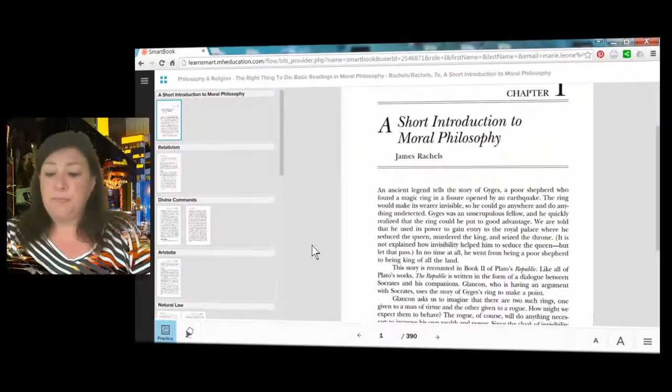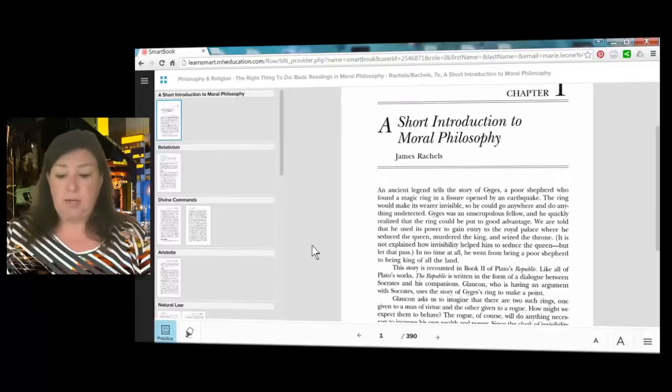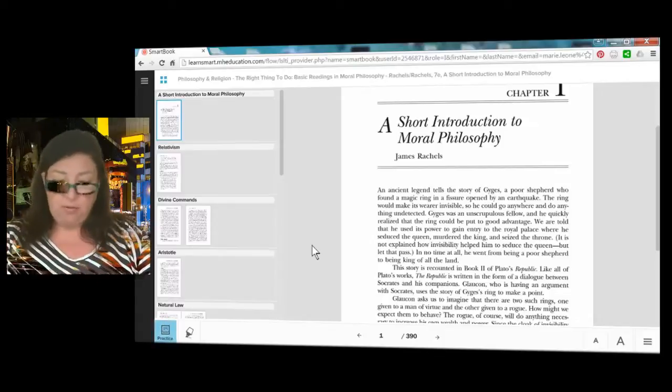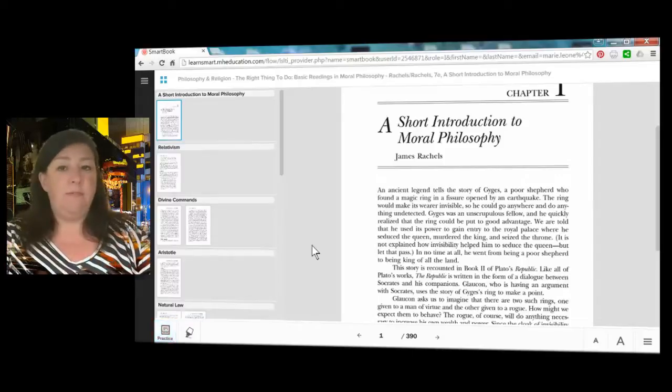All right, so to begin, let's first go to Chapter 1, A Short Introduction to Moral Philosophy. The overview here: we begin with the Platonic dialogue from Plato's Republic, talking about the ring of Gyges. And Plato asks the question, if you had a ring of invisibility and you could wear that and not get caught doing a crime, would you take advantage of it and wear the ring and not get caught?